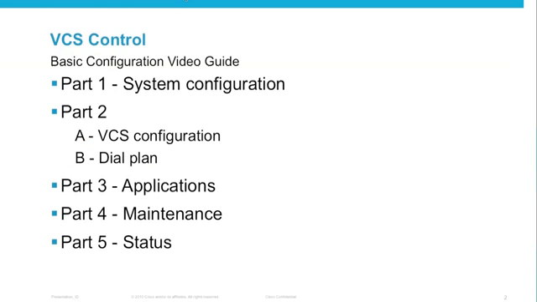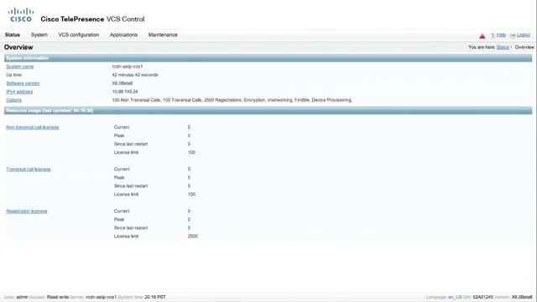Let's begin with Part 1, System Configuration. As soon as we log into a VCS control, we will see the overview page. This will give us a general understanding of a little bit of information about the box, its IP address, software version, system name, and so on. Also the uptime and some resource usage information. Obviously this box doesn't have any resource usage at the moment, so we just basically have a basic configuration of the machine.